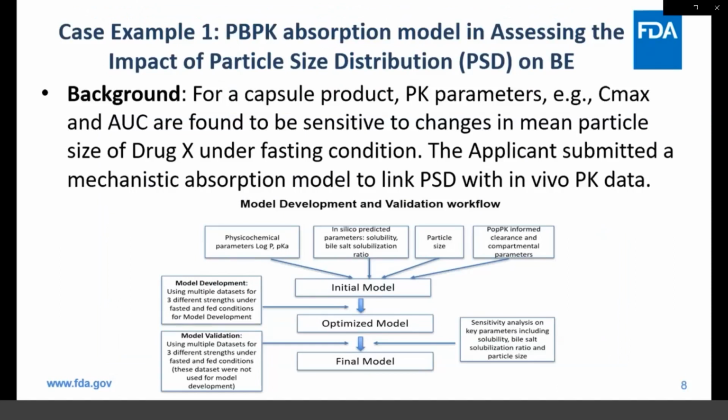The case example I show here is about a capsule product for which the PK parameters were found to be sensitive to changes in mean particle size of drug X. The applicant submitted a mechanistic absorption model to link particle size distribution with in vivo PK data.